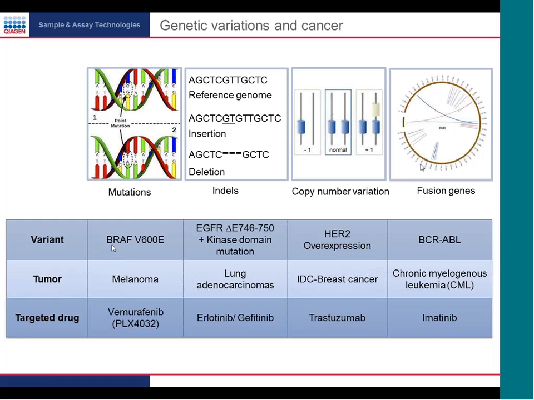So let's take the example of BRAF V600E. It's present in almost 60% of melanoma patients, and if you look at the drug PLX4032, it will be beneficial in melanoma patients only if they have the BRAF V600 mutation. That basically shows the importance of our need to detect these genetic variations.